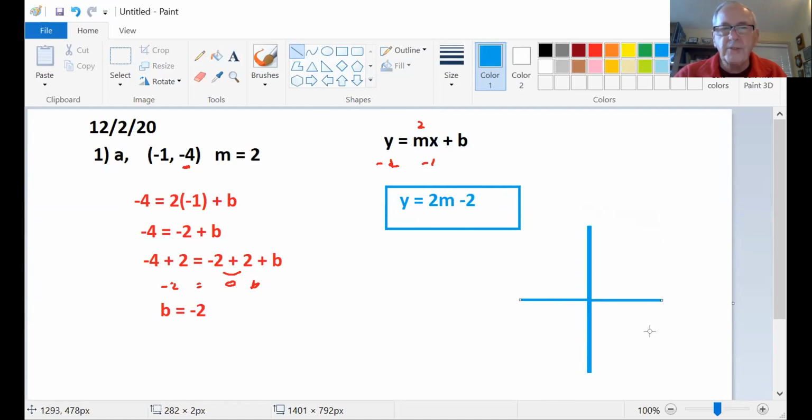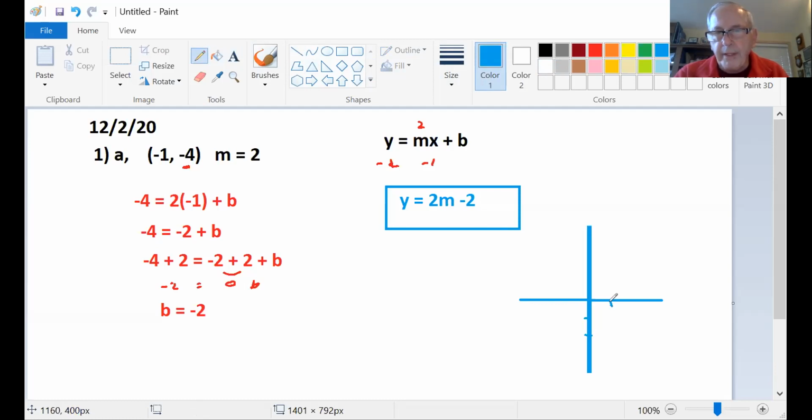Where this is y and this is x, this minus 2 means it crosses the y-axis at minus 2. So it's down here. If this is minus 1, this is minus 2, so it crosses right here. It's also got a slope of 2 to 1. It's got a rise of 2 and a run of 1, okay?